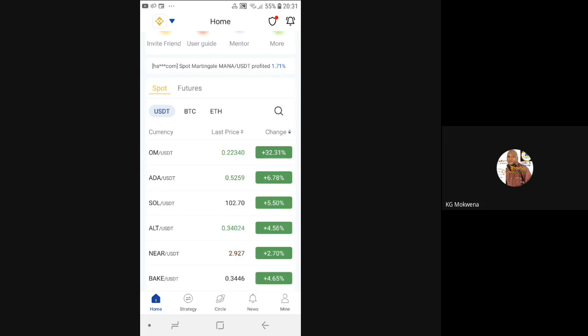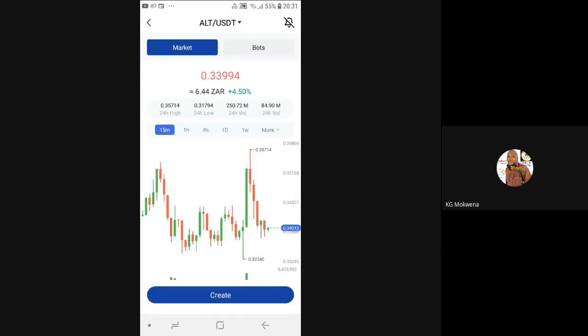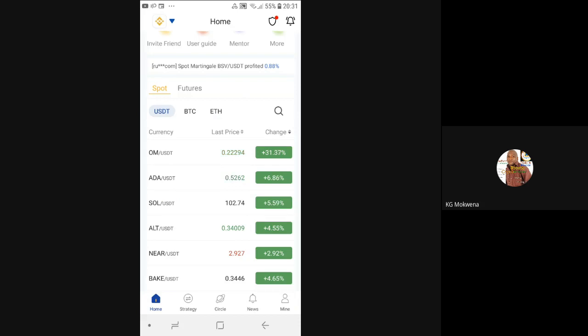$104.11. But at the moment, we can see the last price of Solana shows us $102.71, 72 cents. So it means from the time you entered, the market went down. And then overall performance of Solana at the moment in the last 24 hours, according to the change column, shows us it's plus 5%. But you know that from when you entered, it was plus 7%. So there's been a fall from the time you entered.